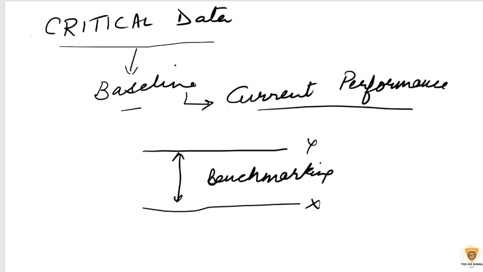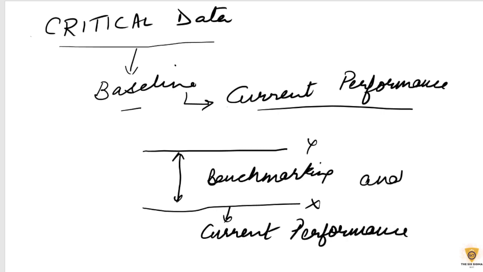Do benchmarking in this process. Baselining, we go ahead and this is the current performance. We analyze the data so that we can go ahead and move to Y stage. This can be a target mean as well, right?